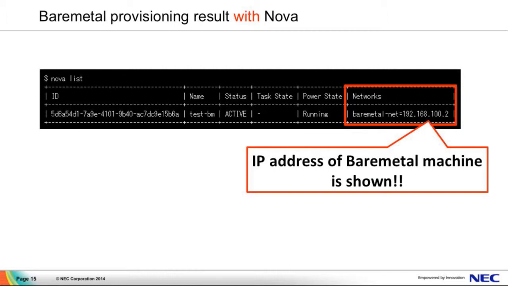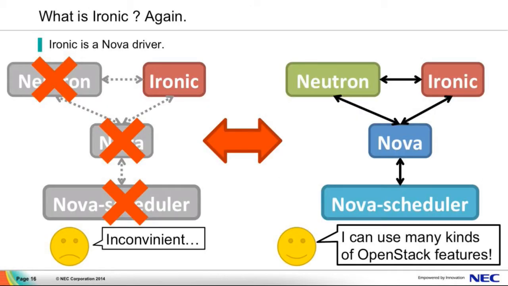Then, what is the result when doing bare metal provisioning with Nova? As you can see from this figure, we can know the IP address of the bare metal node. From this result, we can understand what Ironic is.